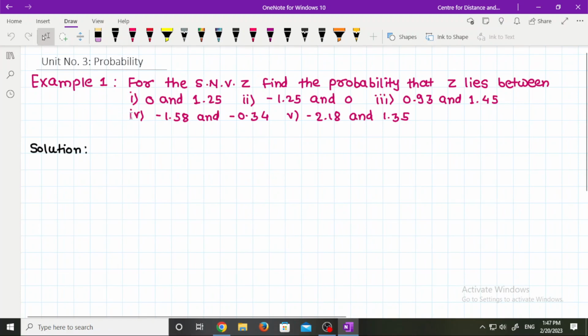Example 1. For the standard normal distribution z, find the probability that z lies between first 0 and 1.25, second minus 1.25 and 0, third 0.93 and 1.45, fourth minus 1.58 and minus 0.34, and last one minus 2.18 and 1.35. For calculating these probabilities, that is areas, we have to refer to the z table, which gives the area under the normal curve corresponding to a given value of z.